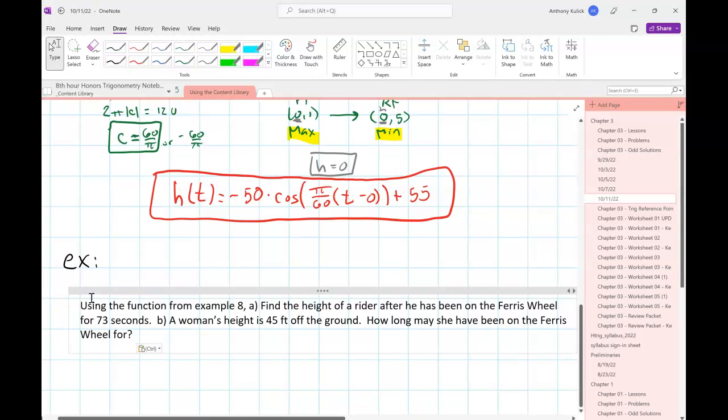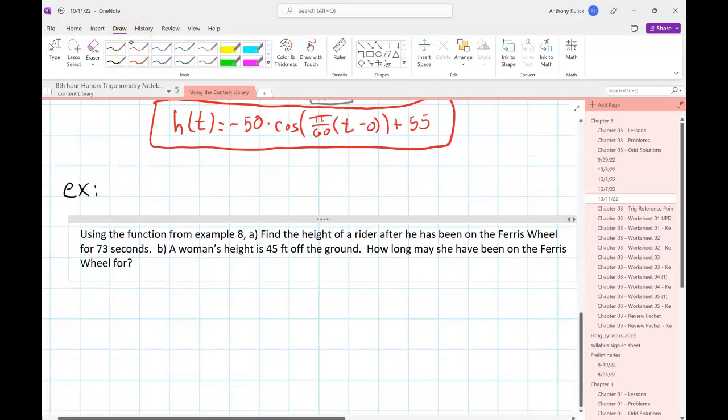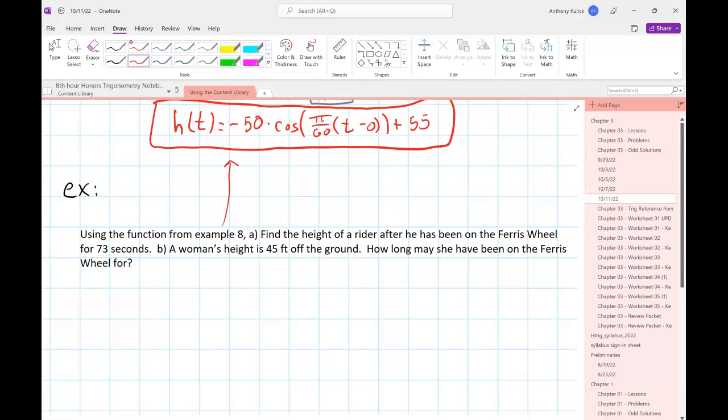So what can we do with that? Now that we have this model, it says, using our answer, find the height of the rider after he has been on the Ferris wheel for 73 seconds. How do I do that? Yeah, we're just doing h of 73 because this is just a time. So I'm plugging this in.